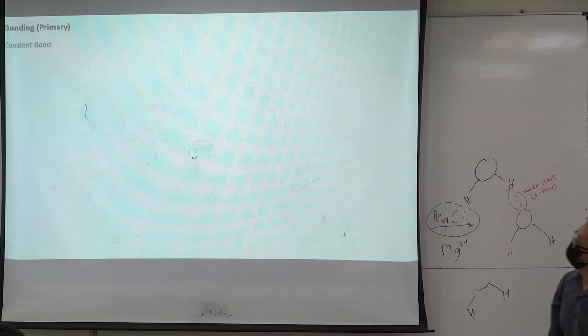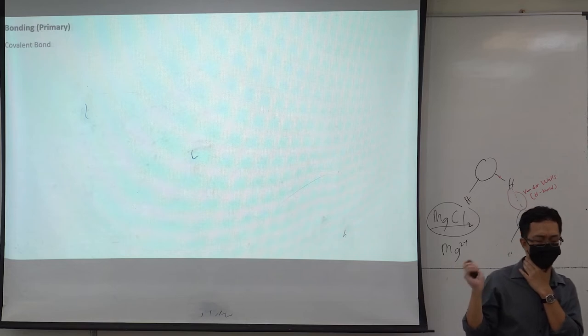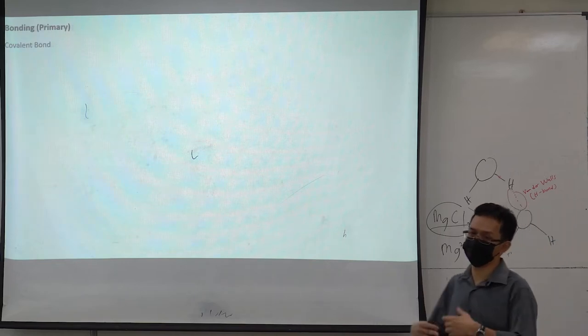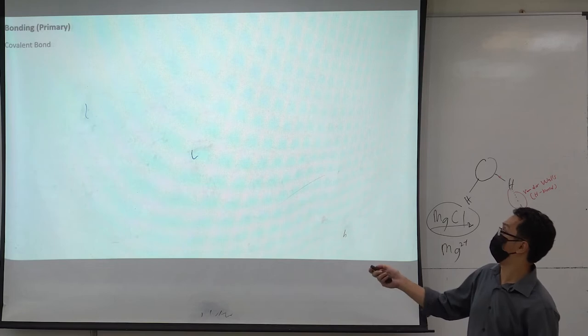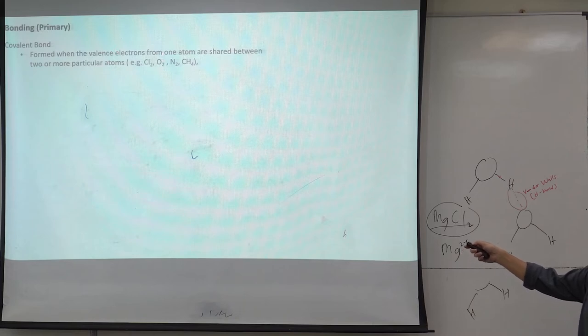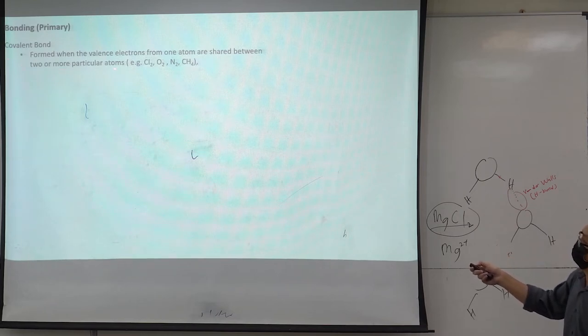Now, we go to covalent bond. Okay, the covalent bond is the most important bond that you will encounter again and again in this chemical engineering course, because organic chemistry is all about covalent bond. So covalent bond is formed when the valence electrons, still you see valence, from one atom are shared. So now they are not giving or stealing, they are shared together between two or more particular atoms.